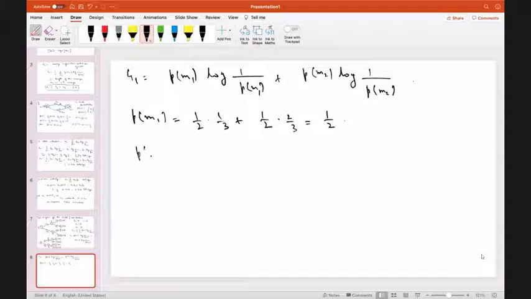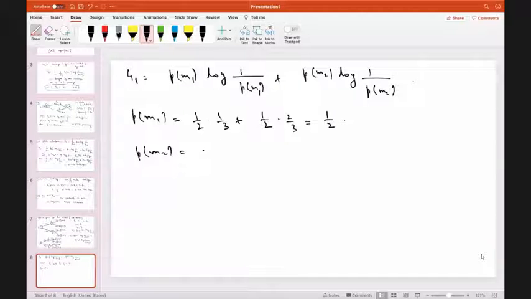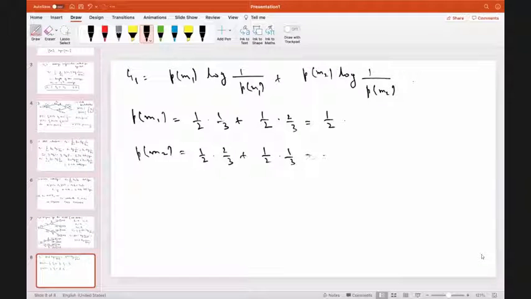Similarly, if you look at probability of message 2, from this state, you can either come to this with a probability of 1 by 2 into 2 by 3, or you can be in state 2 and still come back to state 2 with a probability of 1 by 2 multiplied by 1 by 3. It just so happens that in this case all values are coming out to be the same, but in general, they will not. I hope I'm writing it right. Okay, great. So this also comes out to be half.